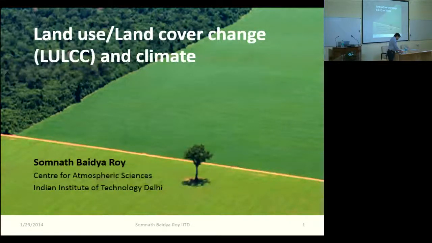Now, we talked also about land use, land cover change. Land use and land cover are different things. Land cover is water, agricultural land, forest, while land use is what is the agriculture?